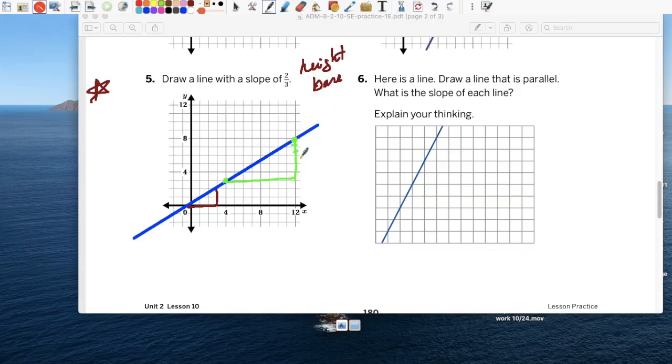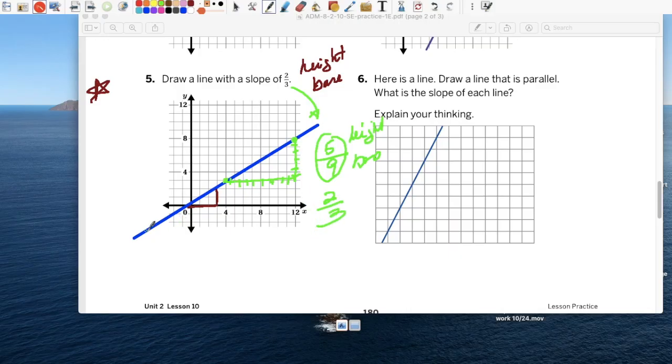1, 2, 3, 4, 5. This is 5. And then this one should be 1, 2, 3, 4, 5, 6, 7, 8, 9. So the height is 6 and the base is 9. Is 6 over 9 the same thing as saying 2/3? Yes, it is, because if you simplify, divide top and bottom by 3, you get 2/3.